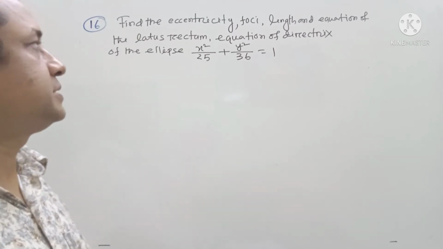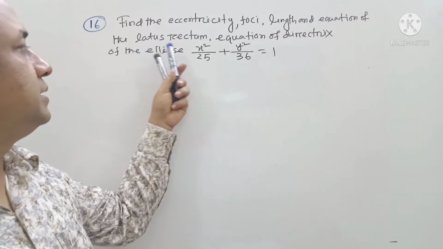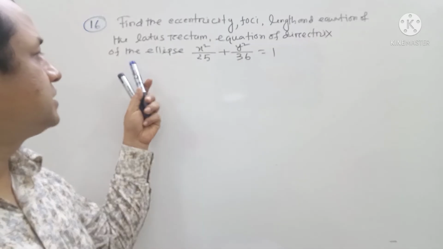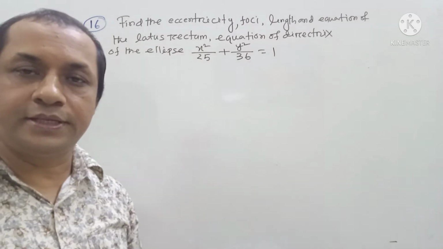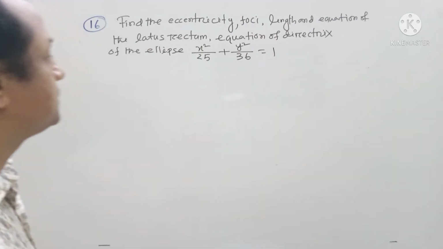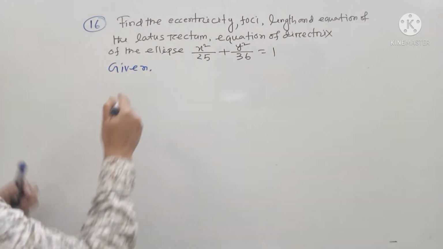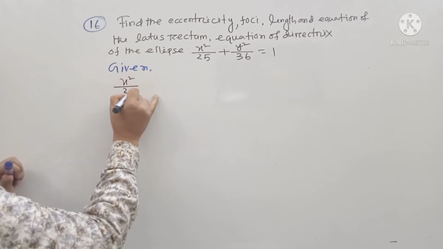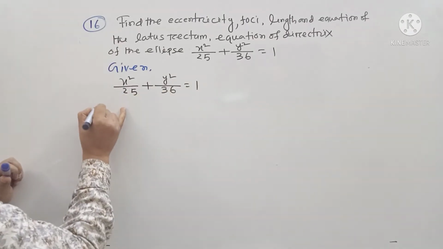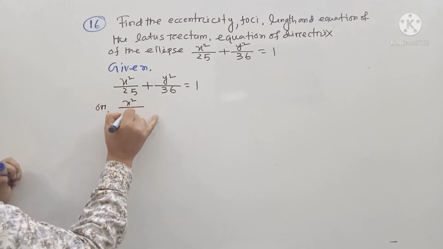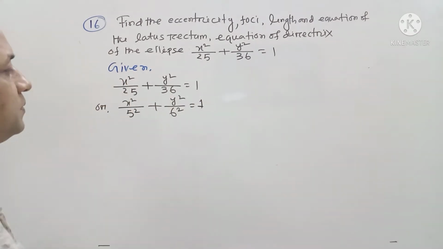Student, question number 16. Find the eccentricity, foci, length and equation of the latus rectum, and equation of the directrix of the ellipse x square by 25 plus y square by 36 equals to 1. So student, given the equation of the ellipse x square by 25 plus y square by 36 equals to 1, or we can write x square by 5 square plus y square by 6 square equals to 1.